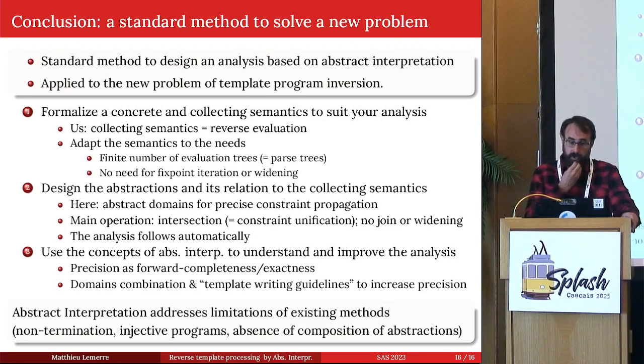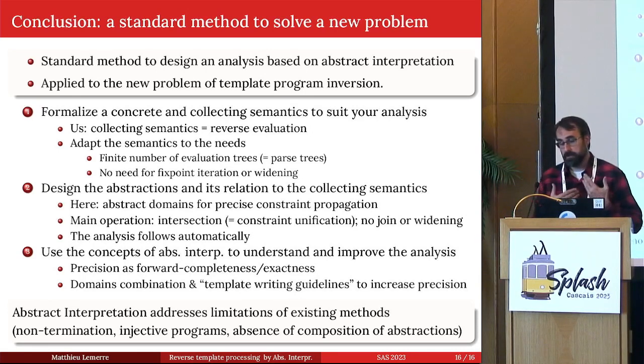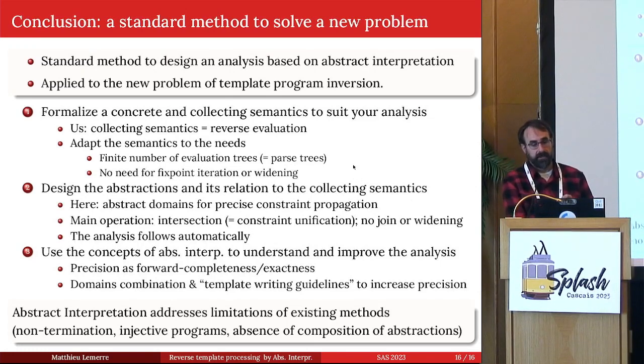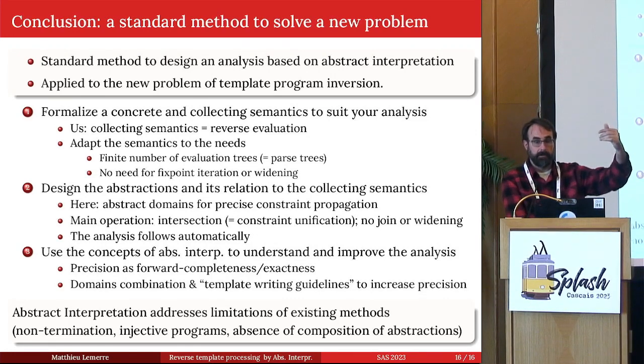So, to conclude, what we really did was just apply the standard abstract interpretation method to solve a new problem. So what is this method? It's just to formalize a concrete and a collecting semantics in a way that will suit your analysis. In this case, the collecting semantics is a reverse evaluation, and the fact that we handle a set comes from the fact that the evaluation is not injective.